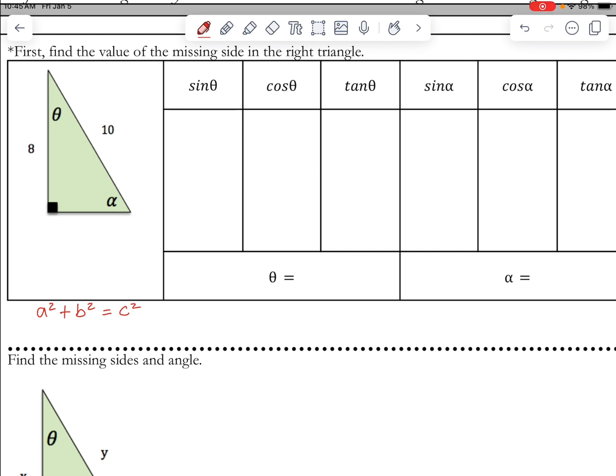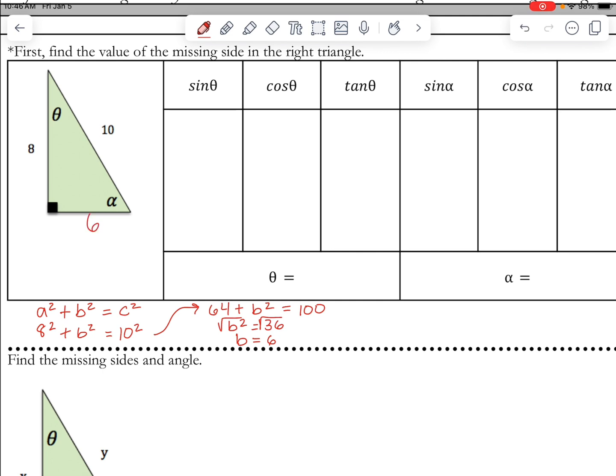So our A we're going to use as our 8. We are trying to find our B value, and then we have our hypotenuse is 10. This would reduce to 8 squared is 64. B squared is our unknown. 10 squared is 100. So that makes B squared equal to 36. If you take the square root of both sides, that would make B equal 6. So we can now fill in our third side length is 6.